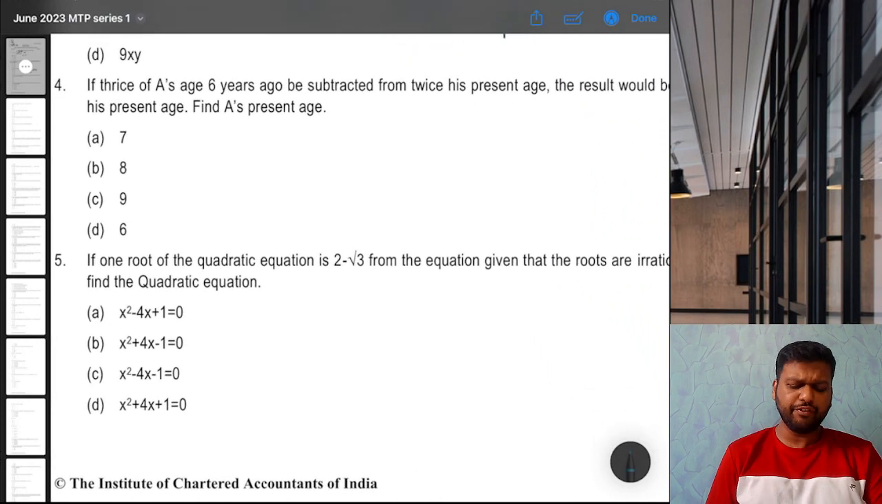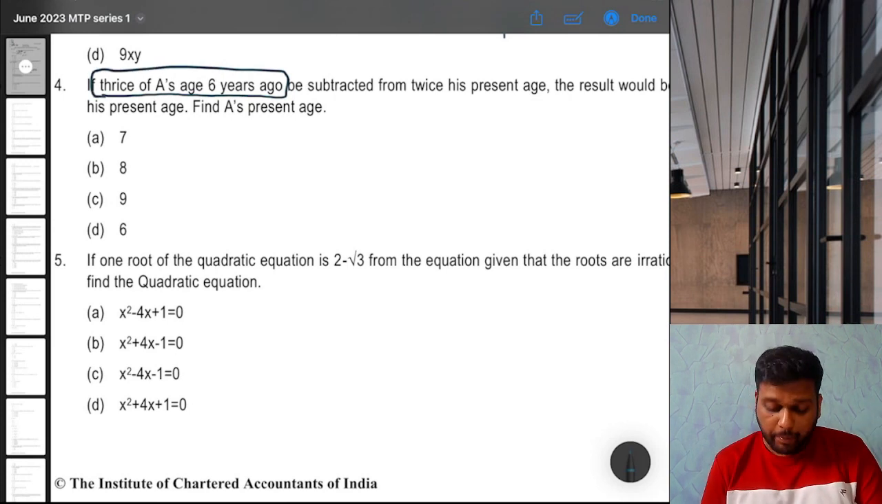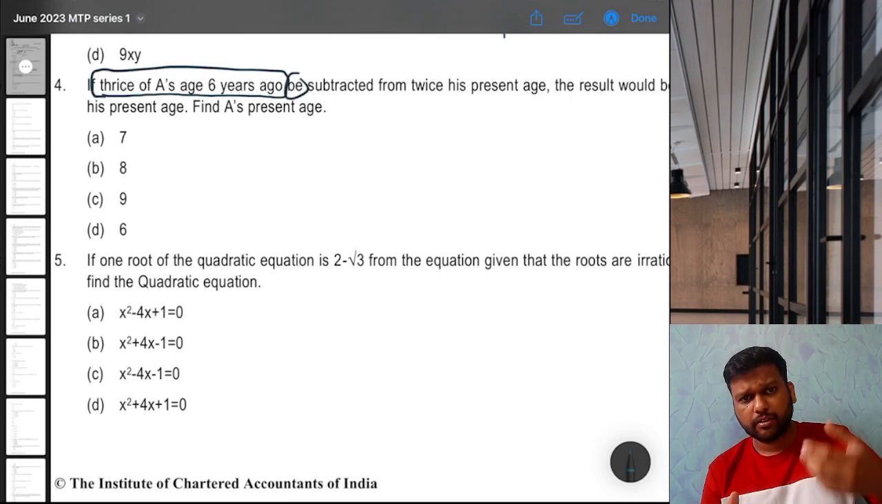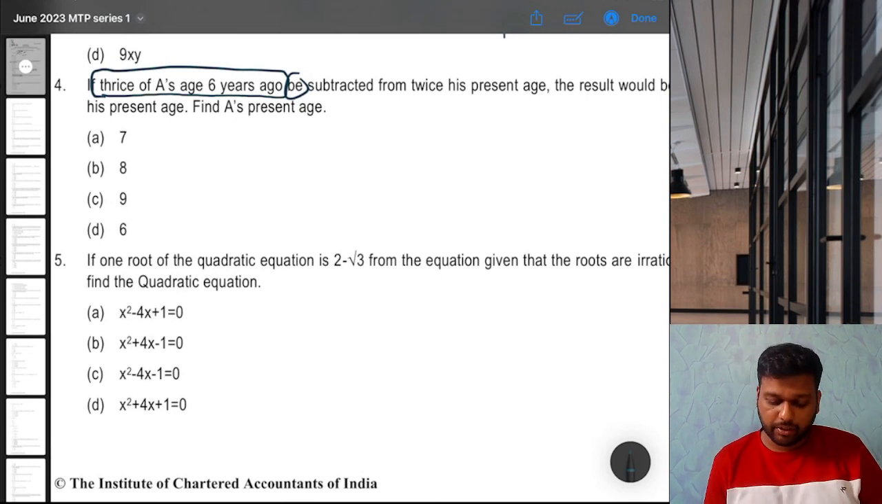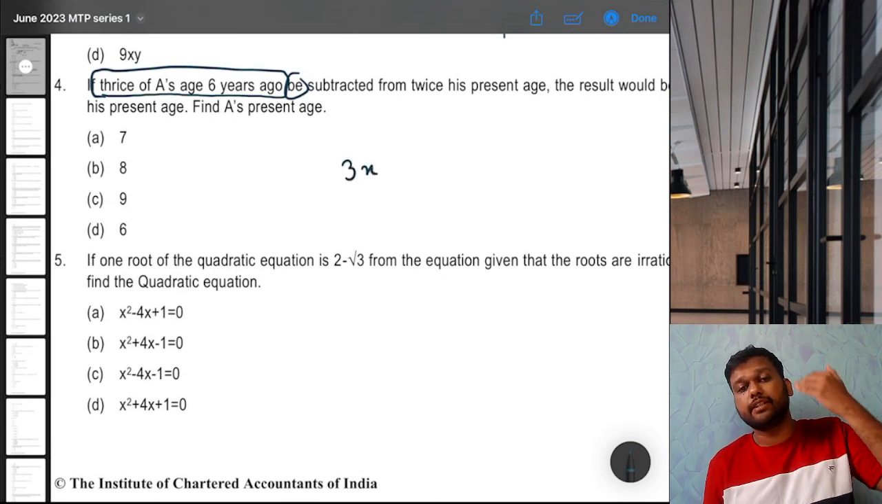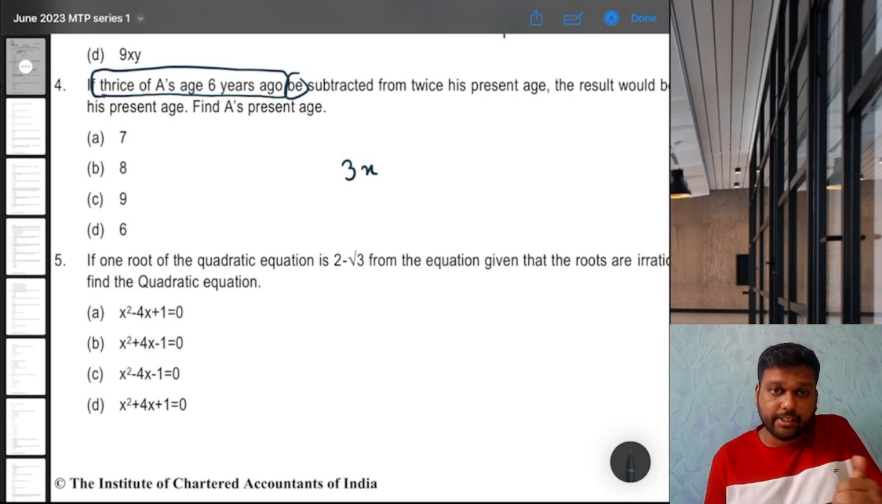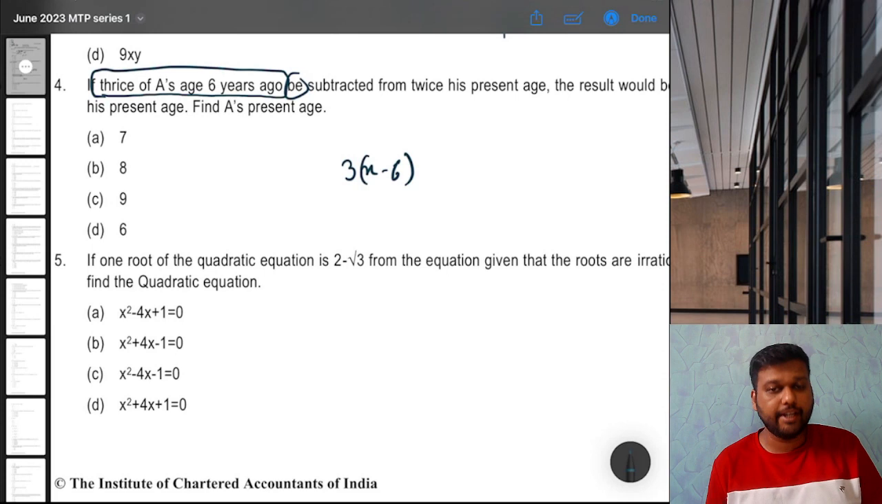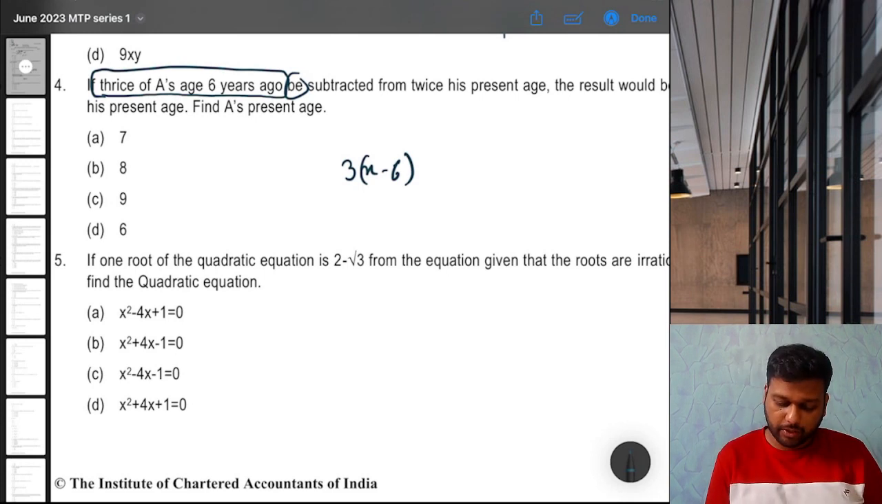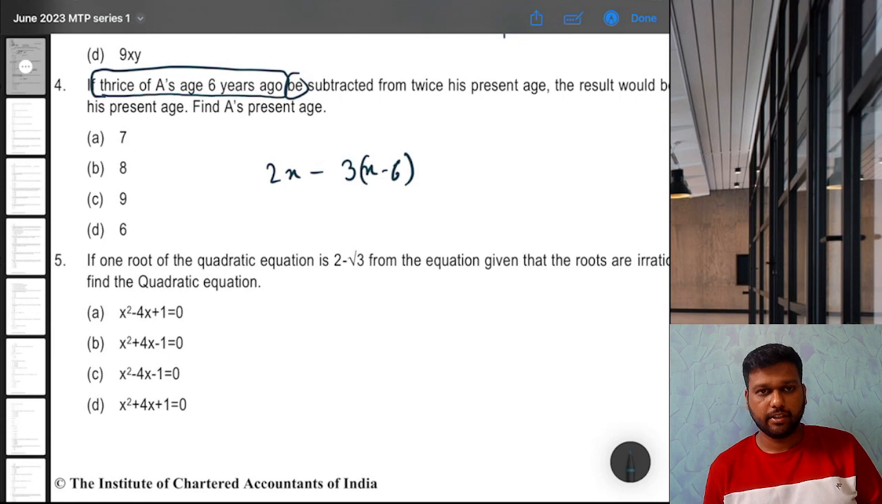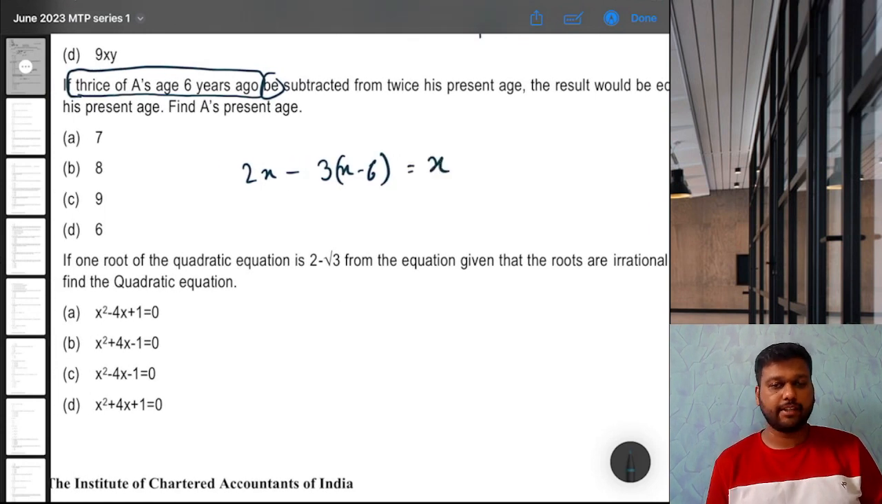Fourth, if thrice of A's age 6 years ago, subtracted from twice his present age, equals his present age. For such questions, assume something as x and start forming the equation. Let's say A's age is x. Thrice of A's age 6 years ago, that means thrice of x minus 6, since 6 years ago his age was x minus 6, right? This is subtracted from 2x, twice his present age. The result would be equal to his present age, that is x.